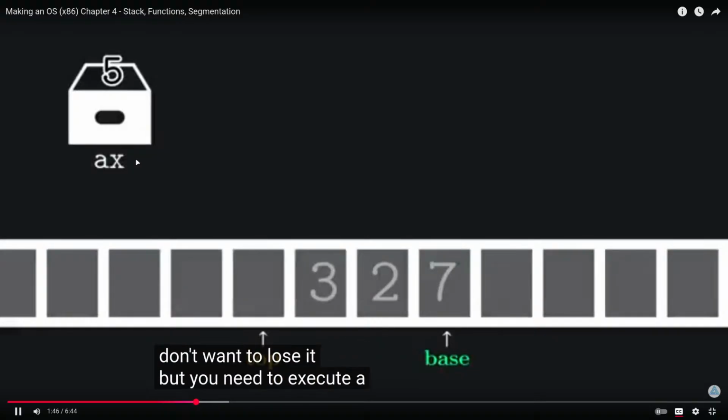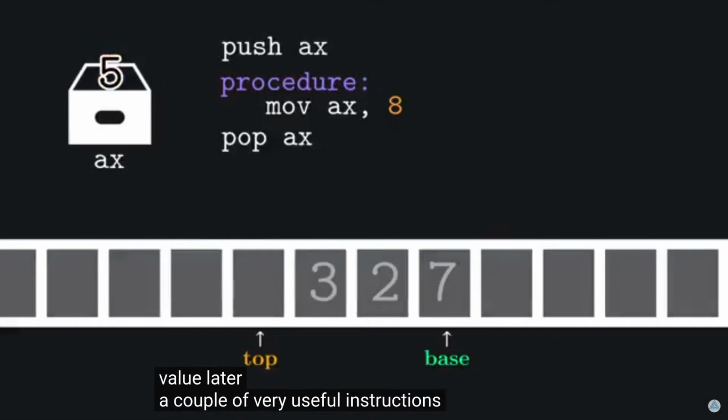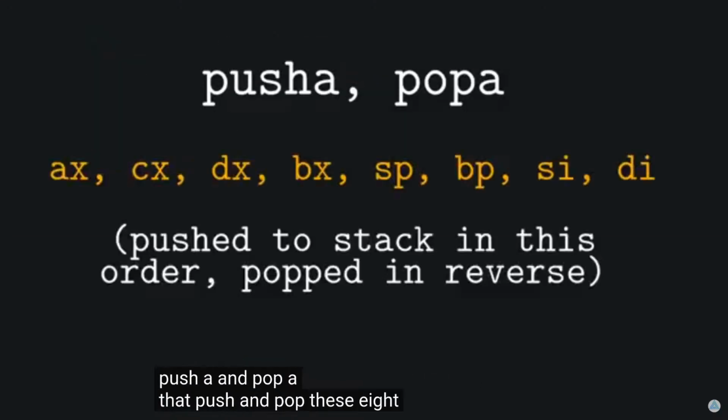Suppose that, say, the value of the register AX is very important and you don't want to lose it, but you need to execute a procedure that is going to change it. One thing you could do is push it on the stack, do your thing, and retrieve the value later. A couple of very useful instructions are push A and pop A that push and pop these 8 registers.